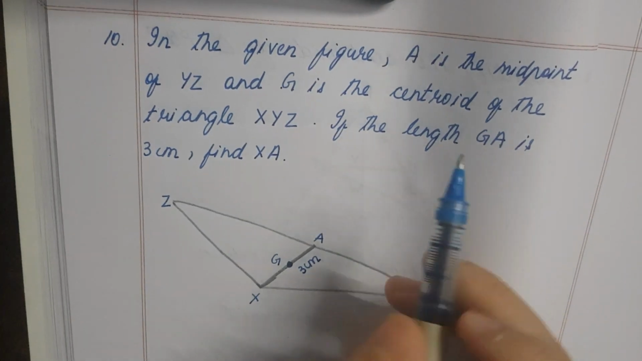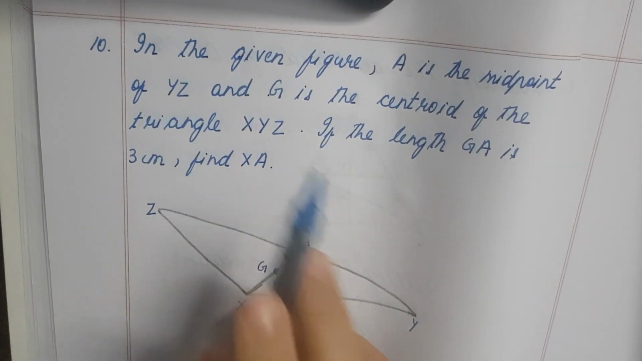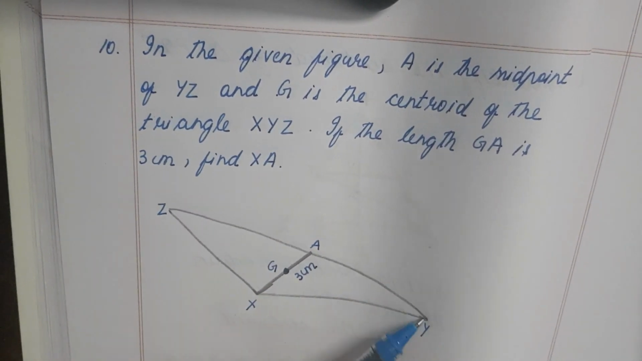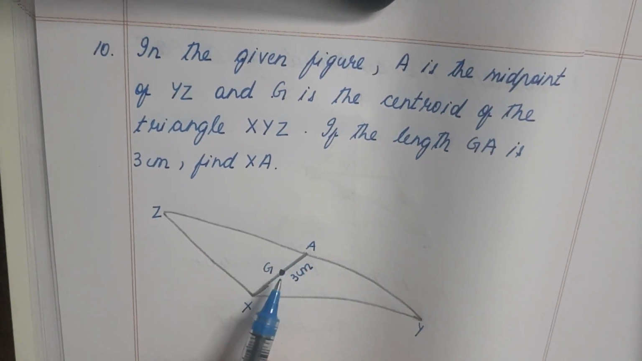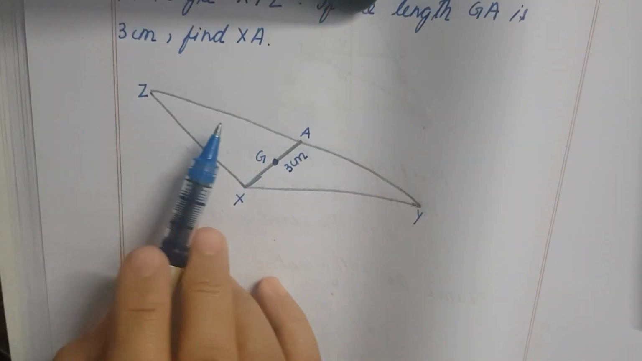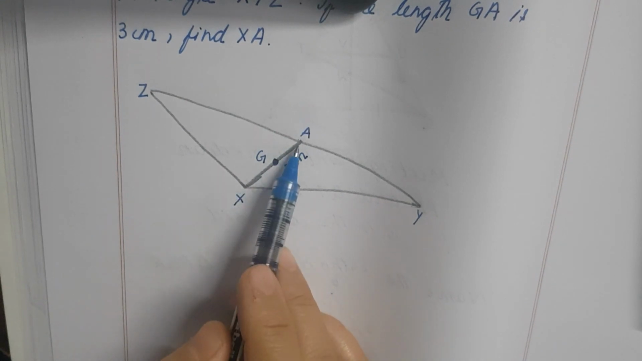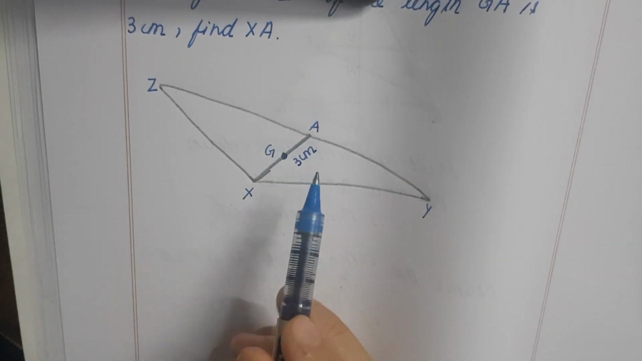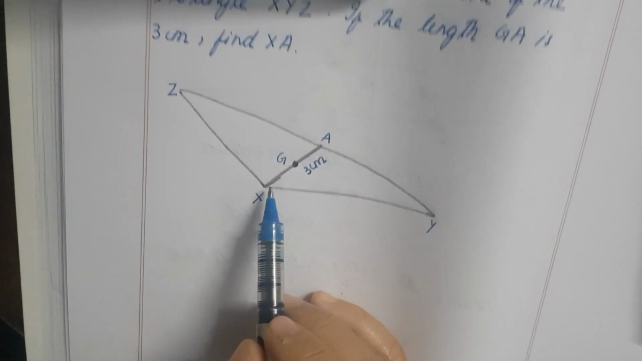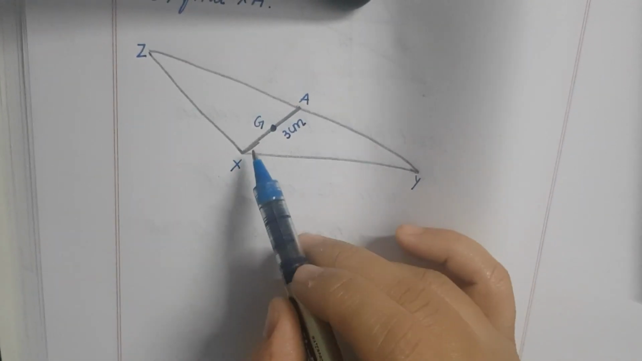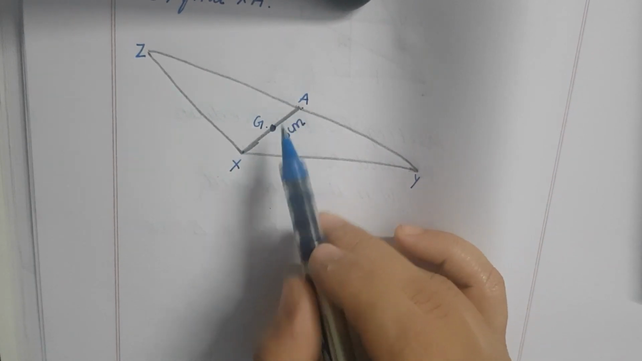In the given figure, A is the midpoint of YZ and G is the centroid of the triangle XYZ. First let us look at this. See, Y and Z are there, and the midpoint is A. G is the centroid of the triangle XYZ. Since A is the midpoint of YZ, XA becomes a median. If the length GA is 3 cm, find XA. So we need to find X and A. We know G and A is 3 cm.